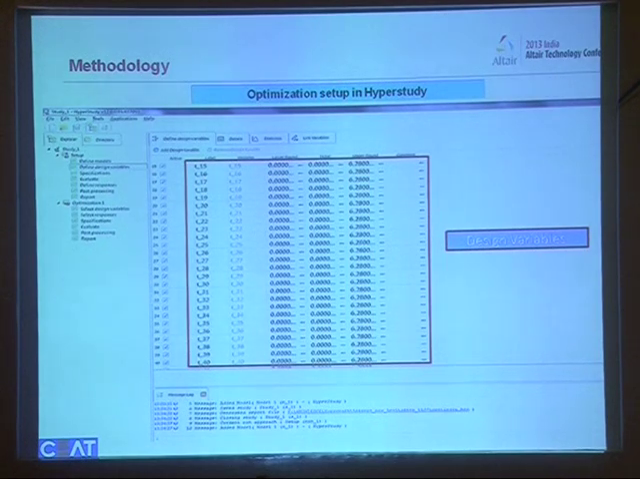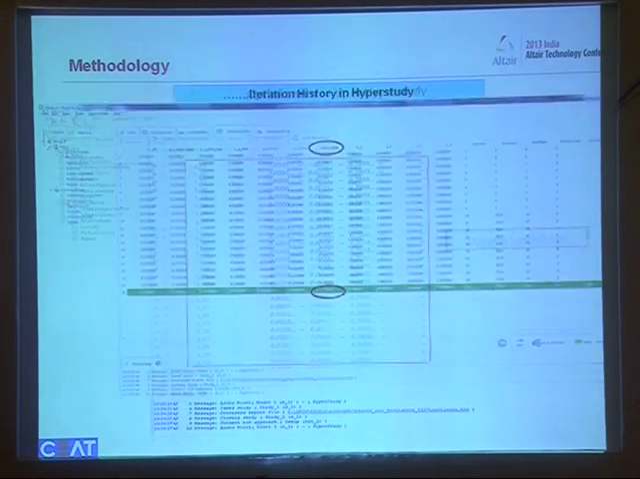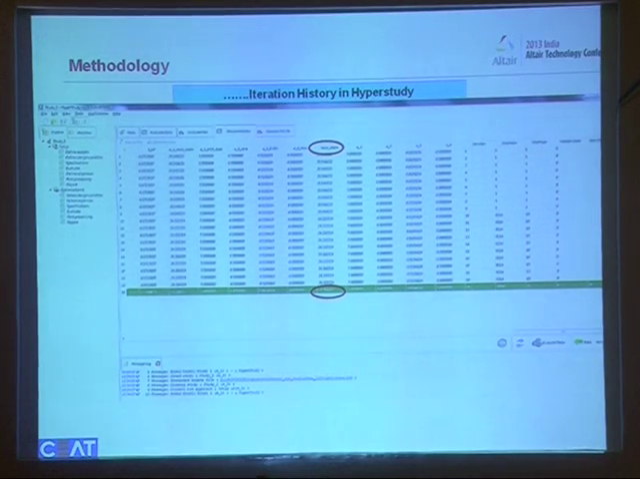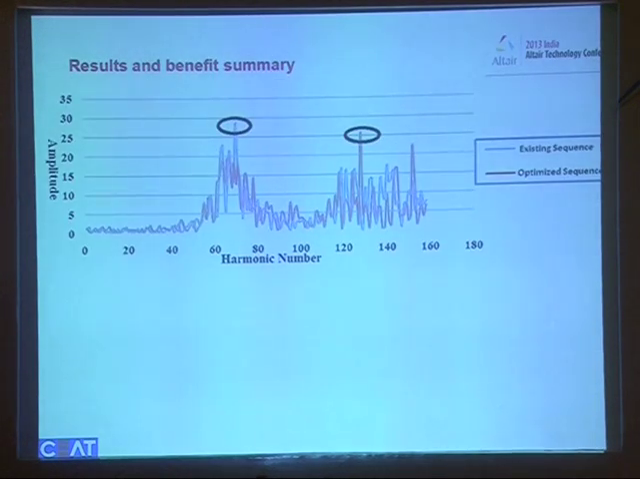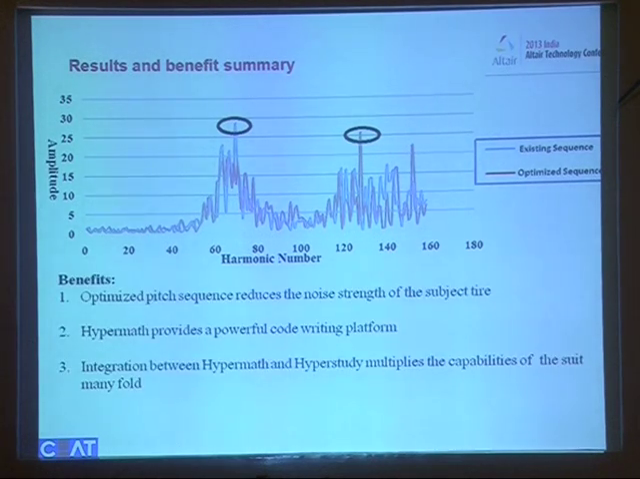This is the optimization setup in HyperStudy. There were typically 67 pitches, the total number of tread pattern units around the tire. And this was the convergence history. The existing sequence and the optimized sequence were compared, and the optimized one was lower. The benefit was that the optimized pitch sequence reduces the noise strength.